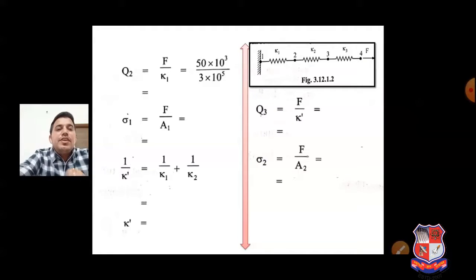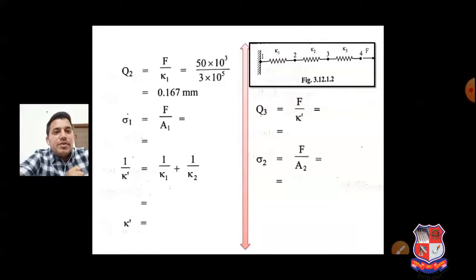So here we are putting the value of force 50 into 10 raised to 3 divided by 3 into 10 raised to 5. We already found K1. So as per that, the value of Q2, meaning the displacement at node number 2, will be 0.167 mm. So we can find Q2 here, at node number 2.